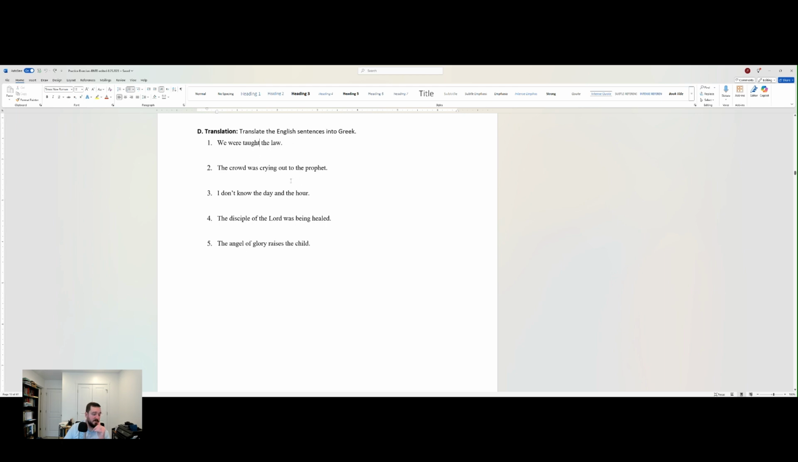And it's worth pointing out that a passive verb obviously affects the subject, but it can also take an accusative complement, which is what we're doing here. We were taught the law, or in this case, you could say it's taking it as an object.